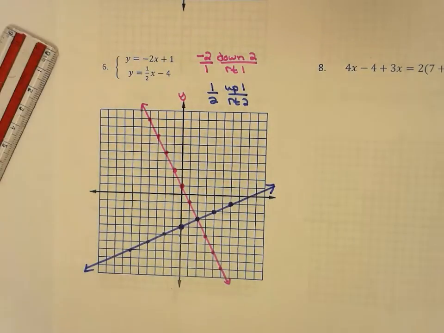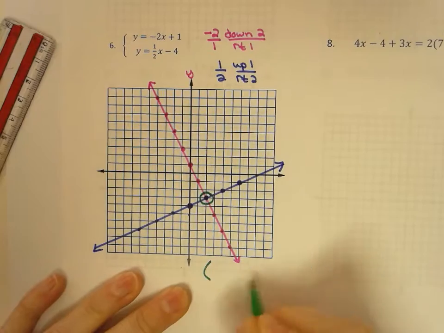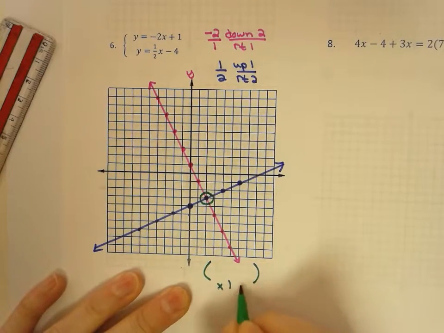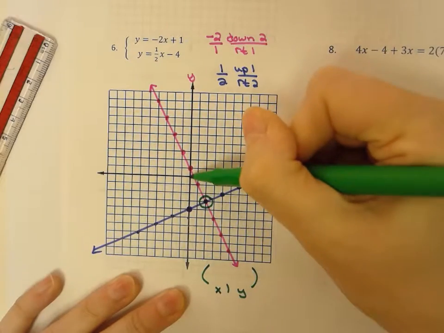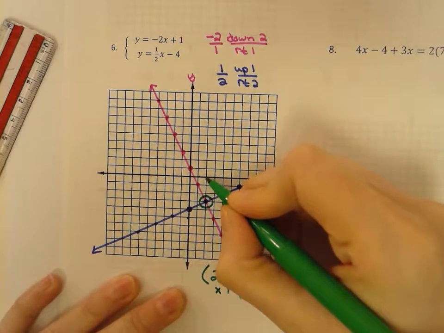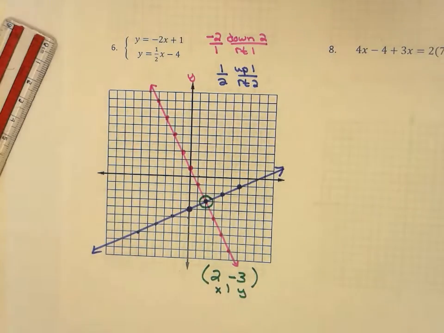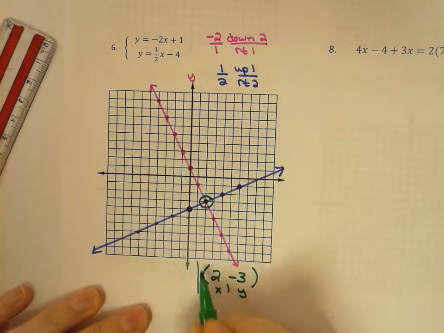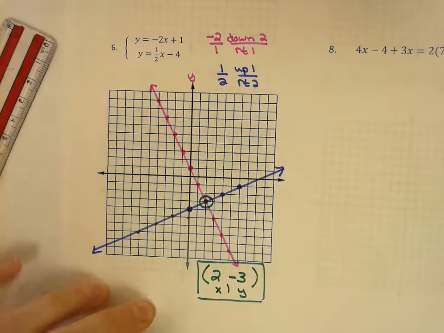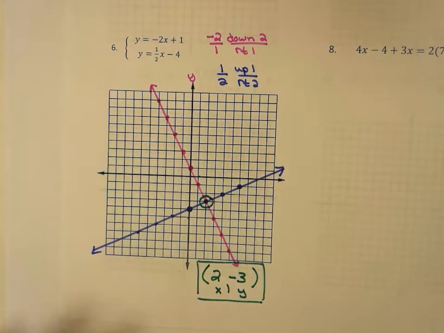Okay. So the point where these two lines are going to intersect or cross is our solution, and we need to make sure that we write that down as an ordered pair. So if I started at the origin, I went 1, 2 to the right, that's positive 2, and then moved down 1, 2, 3, so -3. Okay. So this is the solution to this system of equations. Problem 7.